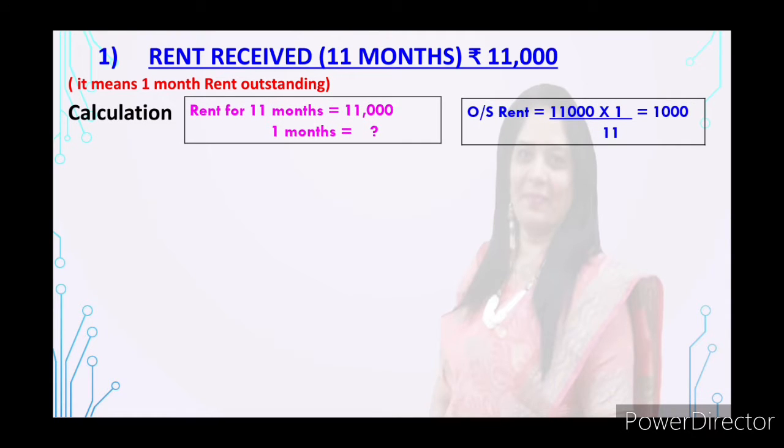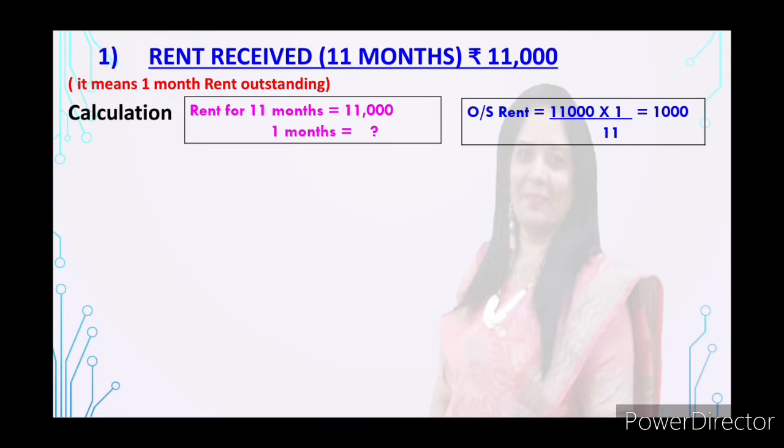Rent received. Here it is mentioned rent received for 11 months, 11,000. And as you know, in a year there are 12 months. It means 1 month's rent is outstanding. Let's see first the calculation. Rent for 11 months equals 11,000. So for 1 month how much, that you have to calculate. So here you can see 11,000 multiplied by 1 upon 11 equals 1,000. It means 1,000 rent is outstanding.